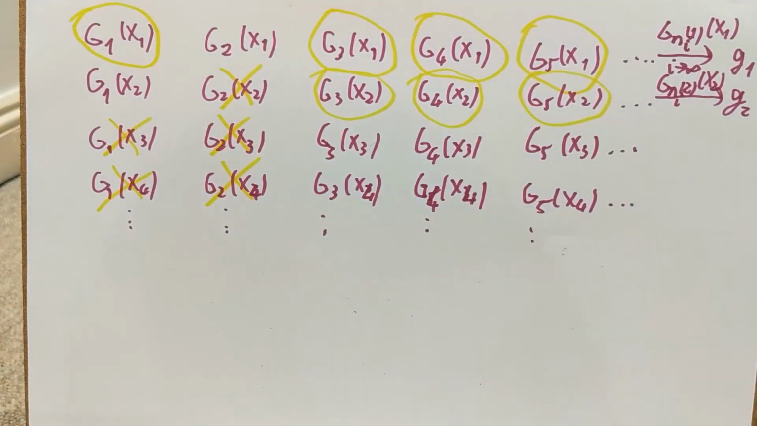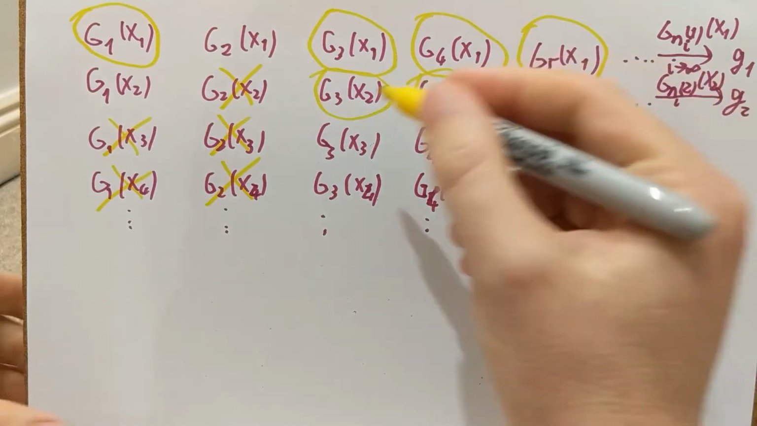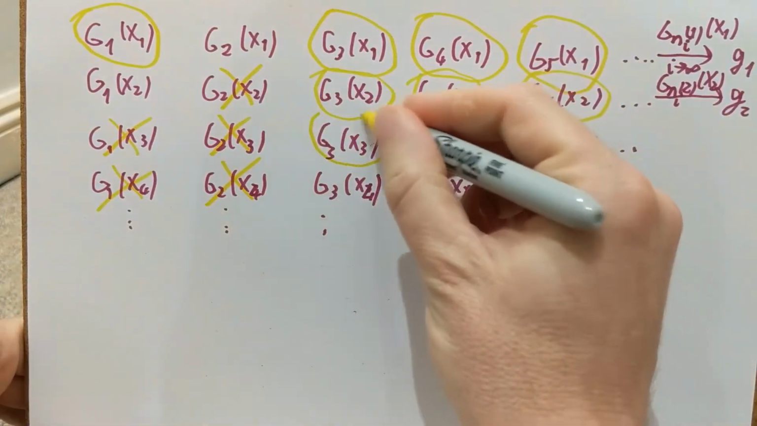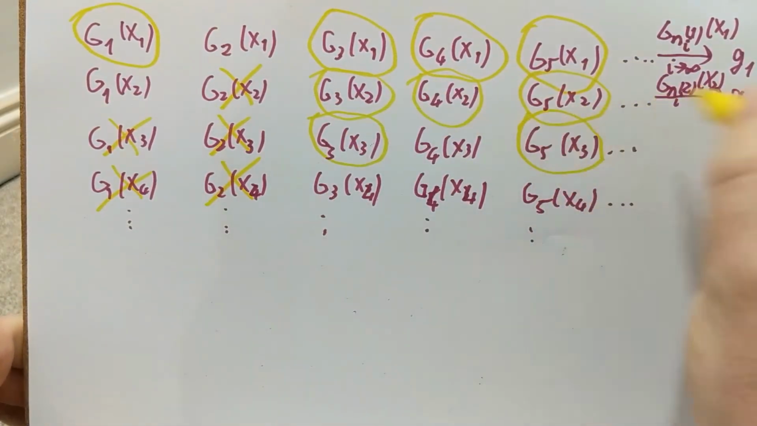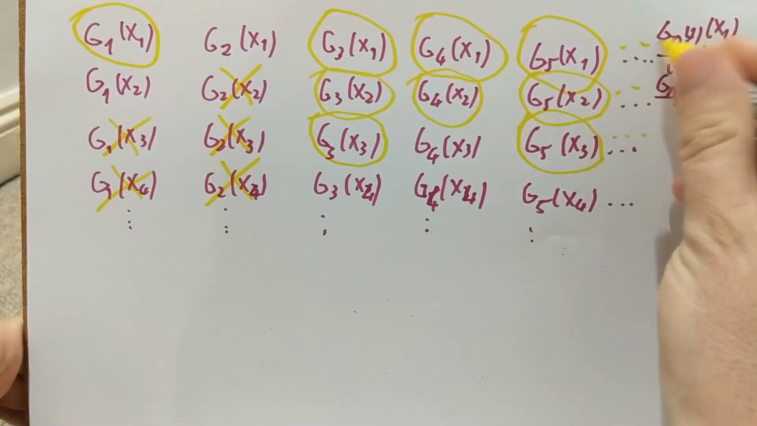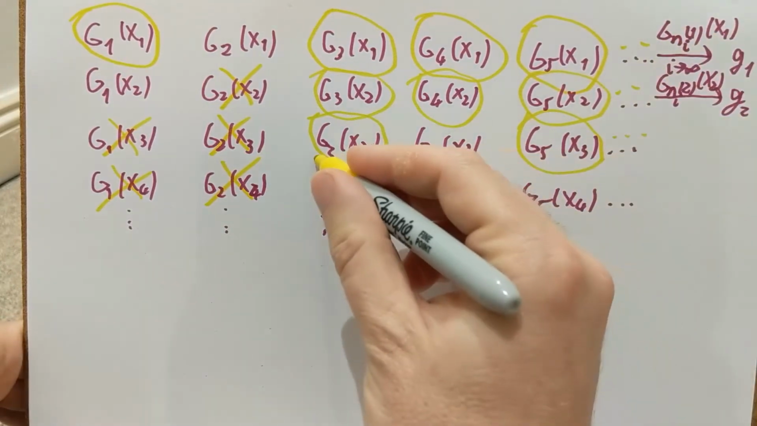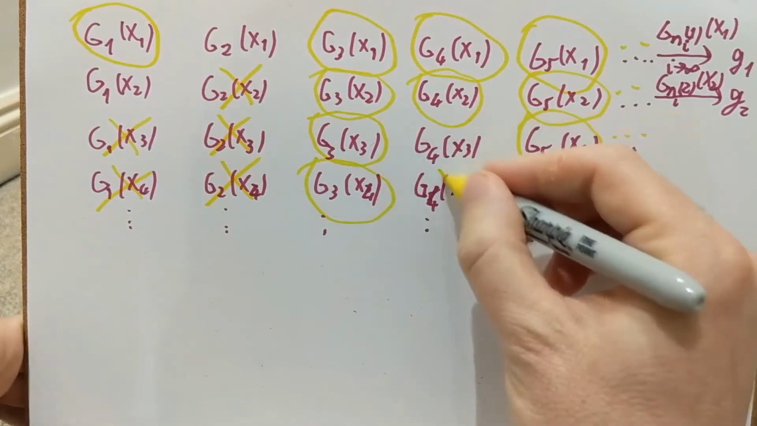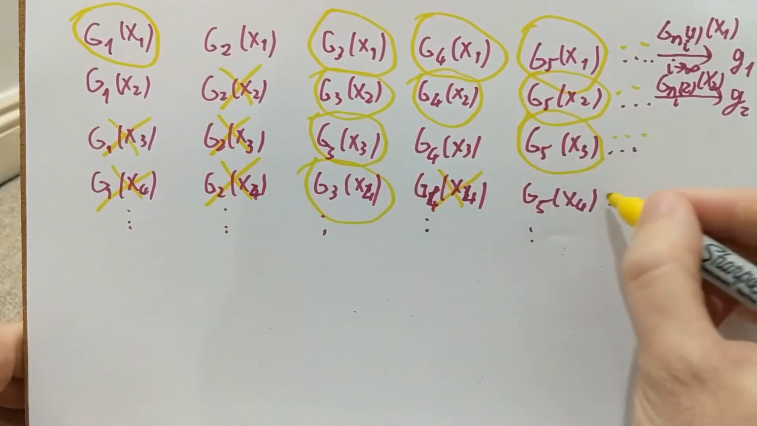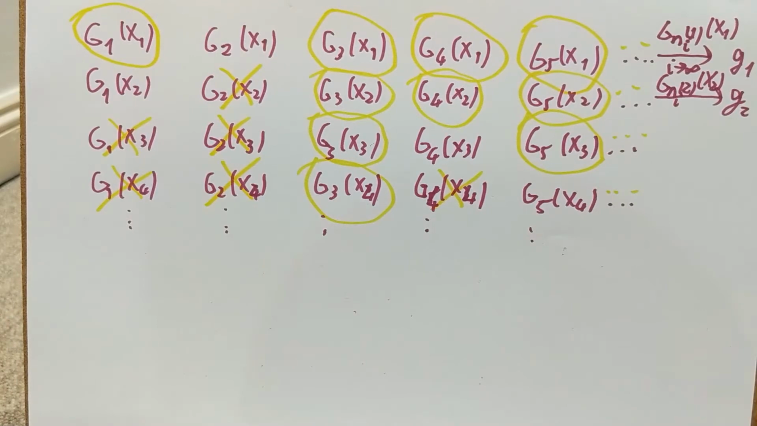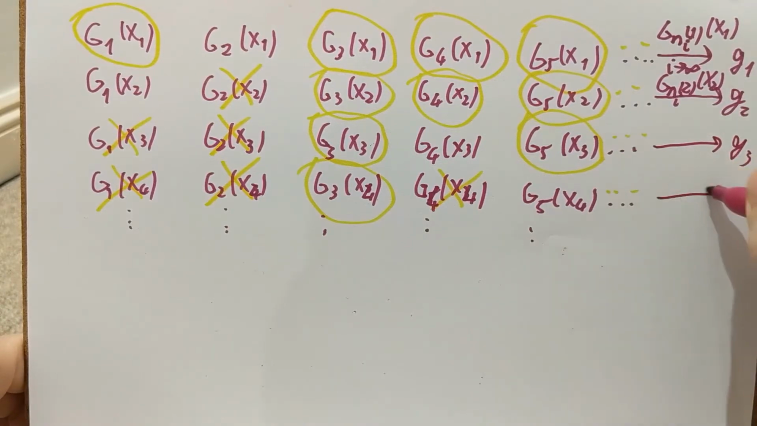And so I keep doing that. Maybe in the next round I'm going to have G3 and G5 and so on selected, and then in the last round maybe I have G3 selected, so I already crossed out G4. So at every row I'm going to have a subsequence which will go to some number, G3 and G4 and so on, at the corresponding xi values. Okay, so that's my first step.